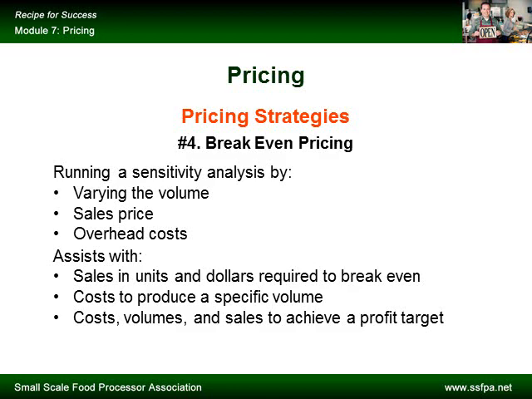You can use the break-even pricing calculation to determine if you have the capacity to produce and sell the volume required just to break even. Running a sensitivity analysis by varying the volume, sales price, and overhead costs will assist you in determining sales in units and dollars required to break even, costs to produce a specific volume, and costs, volumes, and sales to achieve a profit target.